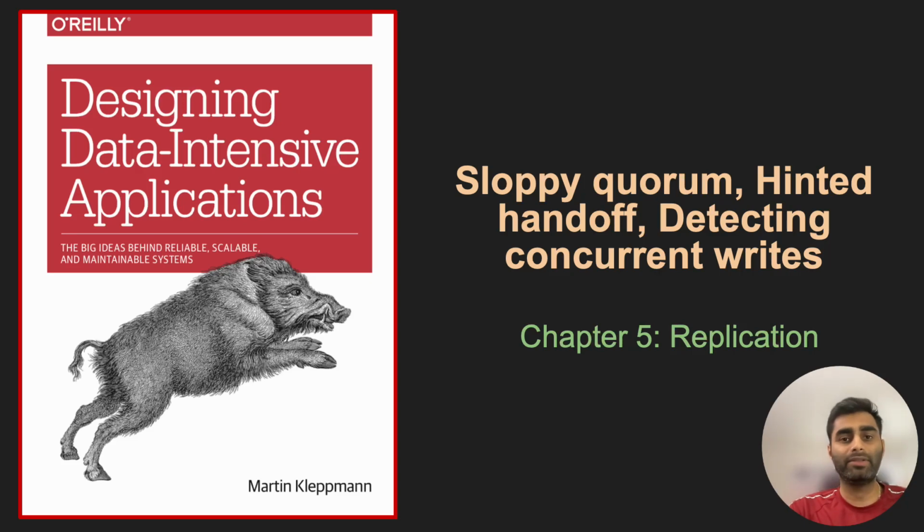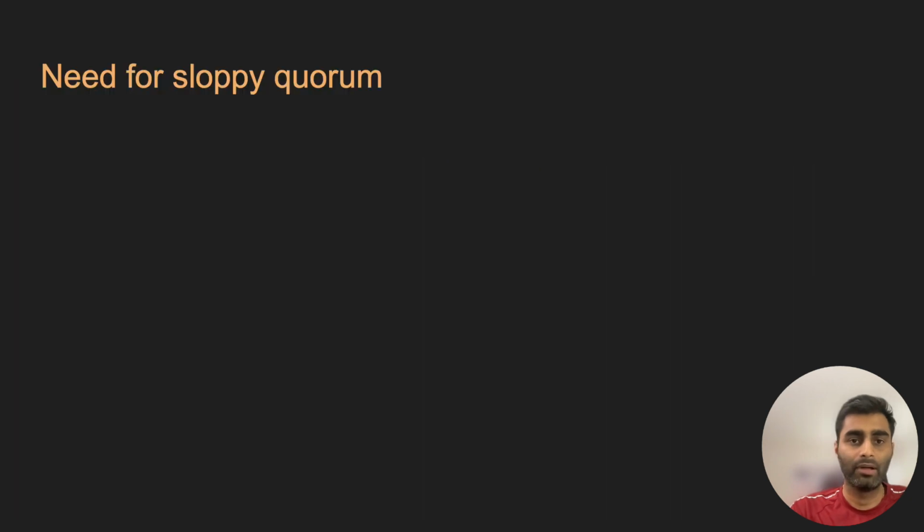This is the final video of chapter 5. In the last video, we talked about read and write quorums and how leaderless replication works. In this video, we'll see two new concepts, sloppy quorum and hinted handoffs. We'll also see a few algorithms to detect concurrent writes and how to merge the concurrent values.